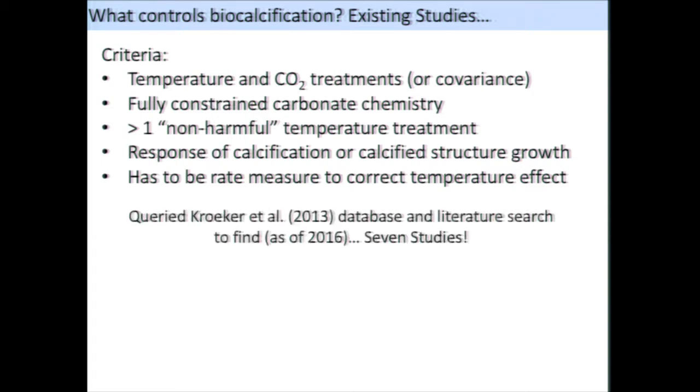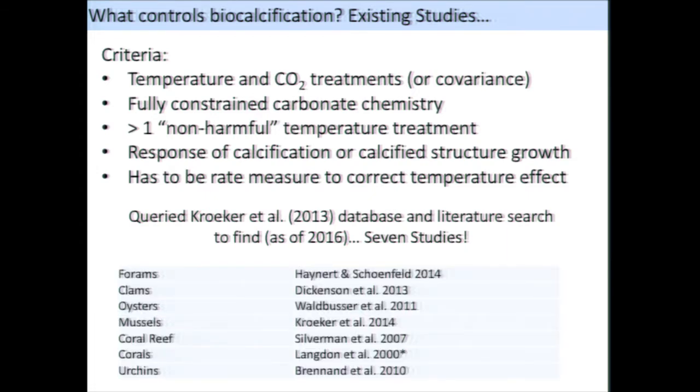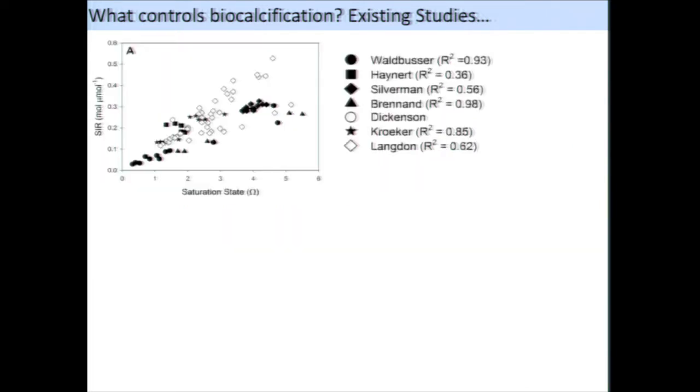So going through Christy Croker's database was involved with this, and then a literature search after that. When we did this, about 2016, we found 7 whole studies out of all the OA literature. I apologize if we missed one of yours, but it's quite shocking when you realize how few studies actually hit these criteria. These are those studies, and you see they cover a range of taxa.